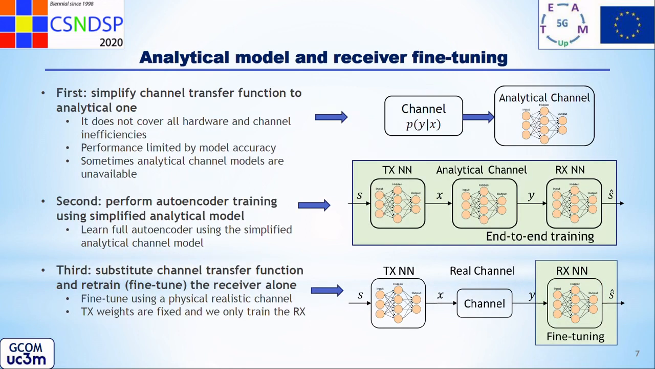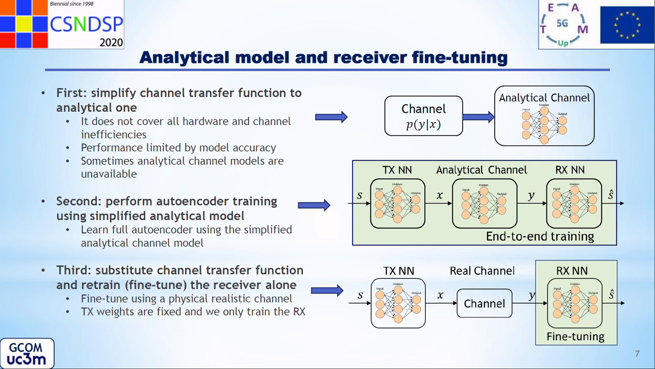To perform the autoencoder training, we need to know the derivatives of the channel transfer function. Since this function can be very complicated or even unknown, we cannot get such derivatives. Three solutions have been proposed in the literature to overcome this problem.